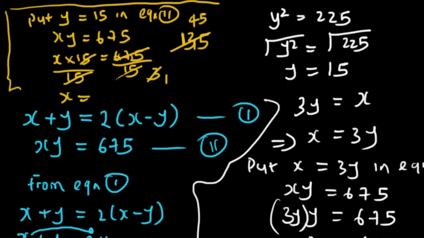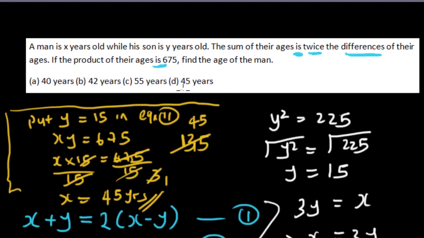So I have x equals 45 years. So the age of the father is 45 years. And that should be option D. 45 years. Do you understand?